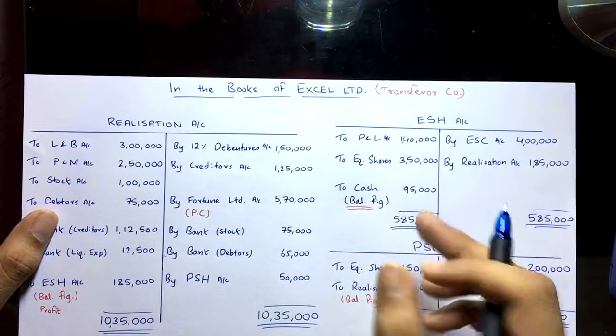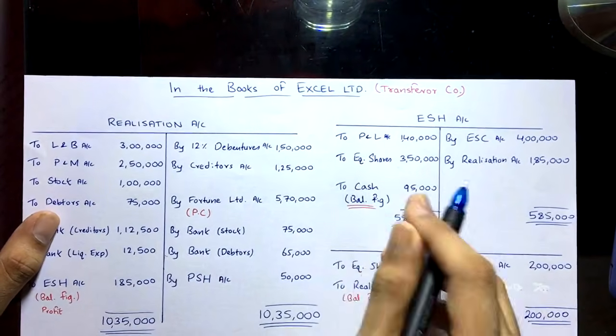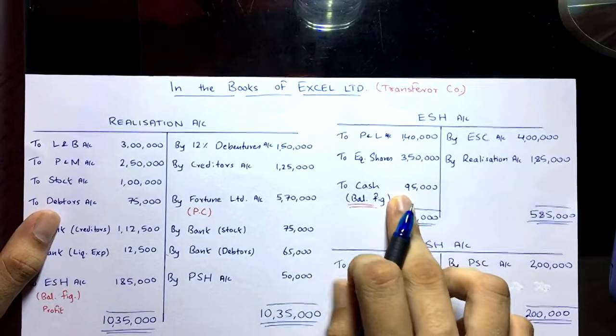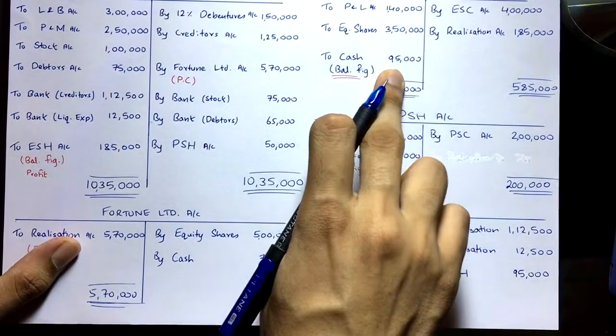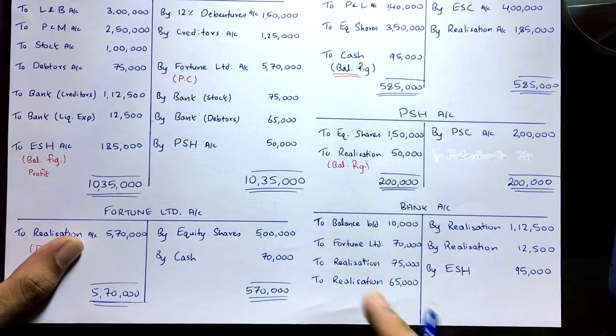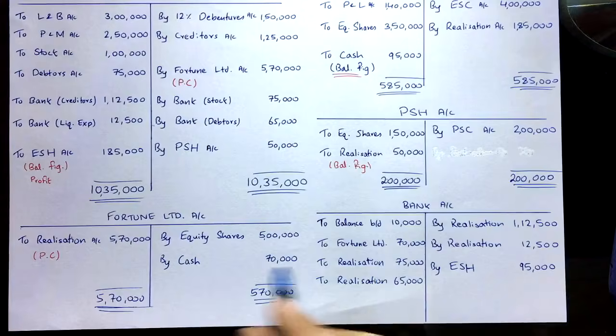Is there any cash over here? Yes, on the debit side, 2 cash is there. Do the cross posting: debit side, go to the credit side, by equity shareholders 95. See here, 95. Simple. And then come to the transferee account.